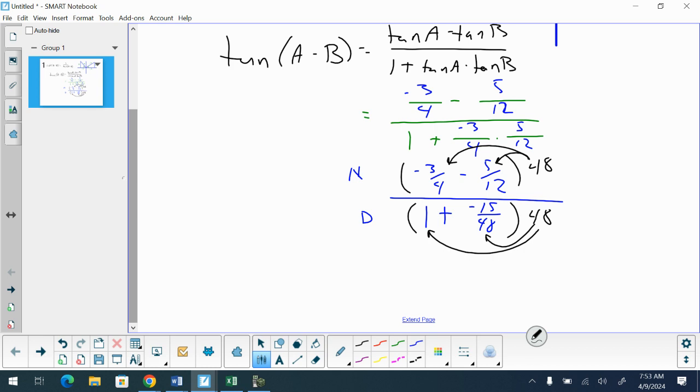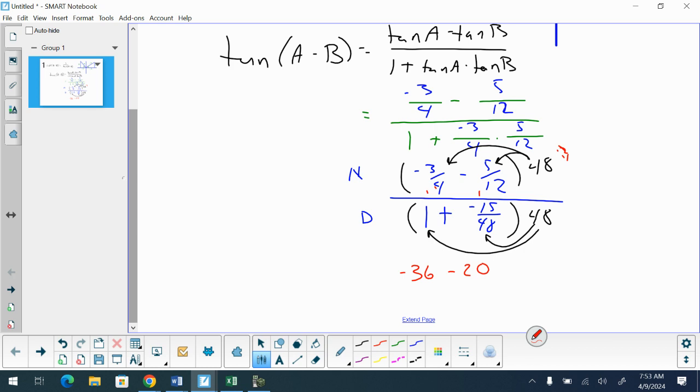So we have 48 times 3/4. Now, if I look, my 4 and 48 will cancel down to 1. This would give me a 1, and this would give me a 12 up here. So I have -3 times 12, which is -36. In the second one, this would cancel 1 and 4, so I have 4 times 5. So we have -36 minus 20. This will cancel, giving 4 times 5 to give us 20.